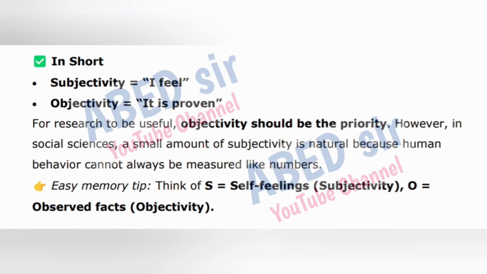For research to be useful, objectivity should be the priority. However, in social sciences, a small amount of subjectivity is natural because human behavior cannot always be measured like numbers. Easy memory tip: think of S is equal to self-feelings, subjectivity, O is equal to observed facts, objectivity.